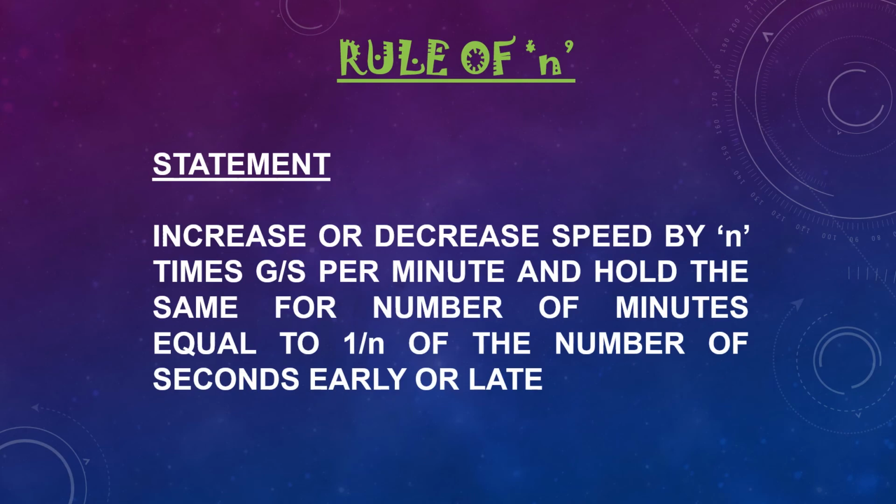So the need arises for a method wherein the speed change will not be dictated by the time early or late, but will solely be dependent on the original ground speed of the aircraft. Hence came the rule of N, which is a generic method stating that you increase or decrease speed by n times the ground speed per minute and hold it for a number of minutes equal to 1 by n times the number of seconds early or late.